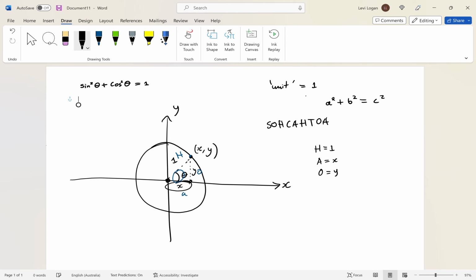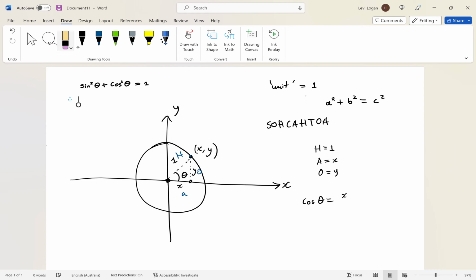Okay? So let's find an expression for the adjacent and opposite sides. Let's take a look at the adjacent first. So we're going to look at cos. Cos theta is equal to the adjacent divided by the hypotenuse, right? We know the adjacent is x, and we know our hypotenuse is 1. Anything divided by 1 is itself, so we can just rewrite this whole thing as cos theta equals x.